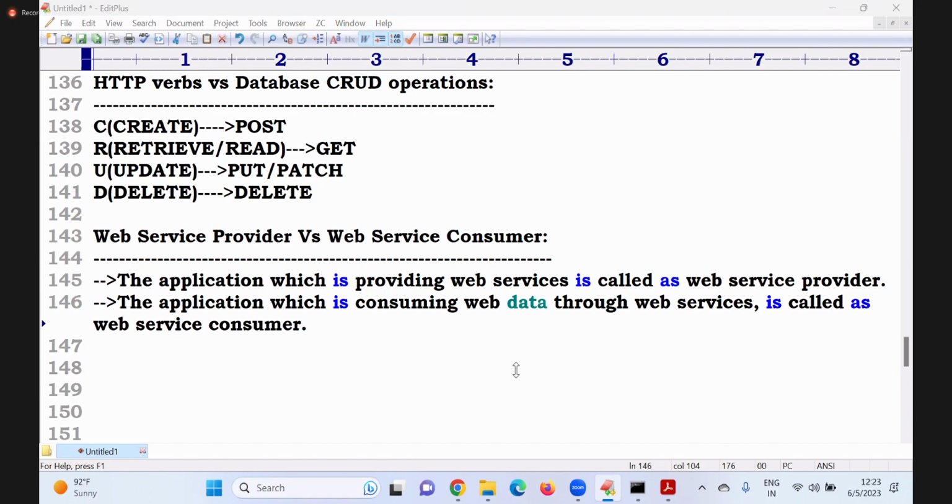Take the Swiggy application. Swiggy contacts the payment gateway and tracking. So the service provider is the payment gateway, and the service consumer is Swiggy. Anything, like IRCTC with a payment gateway. And just now I told you, Mahesh Jobs uses SMS Grid. SMS Grid provides services, and Mahesh Jobs uses those services.